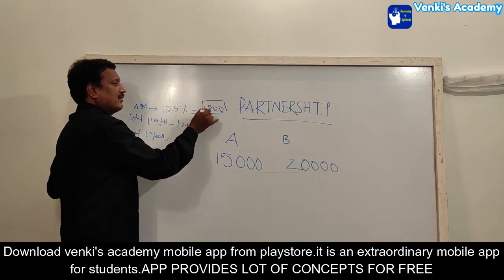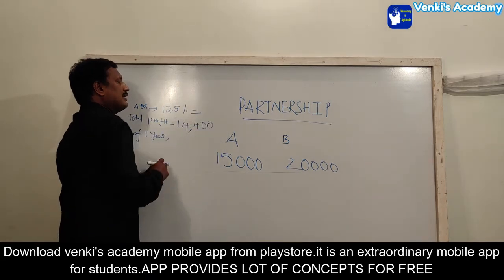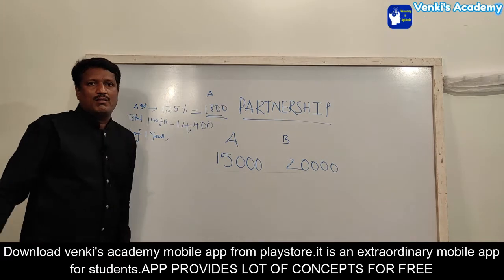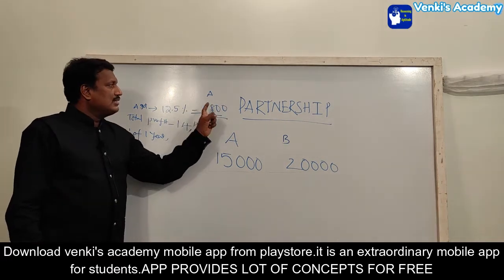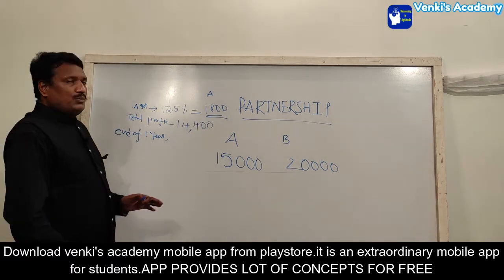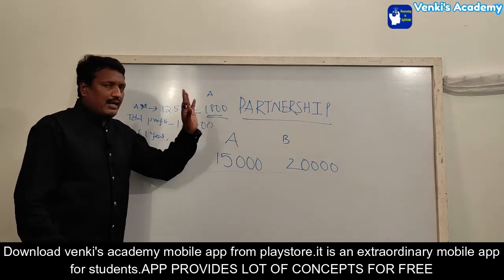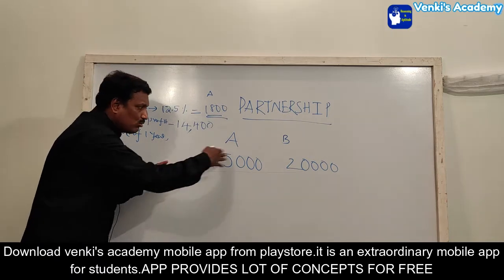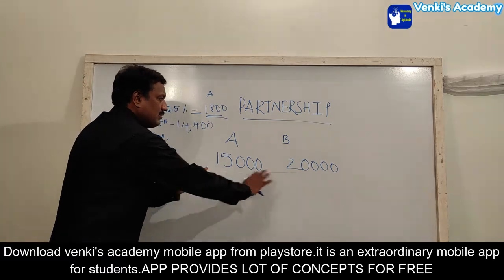So what is the 1800? This 1800 we can call it as a risk amount or the salary amount of A. Out of this 100% profit, the share of A, we can call it as the salary of A. Now from this 14,400 we have to subtract this 1800. The remaining amount of the profit has to be distributed depending upon their investments.